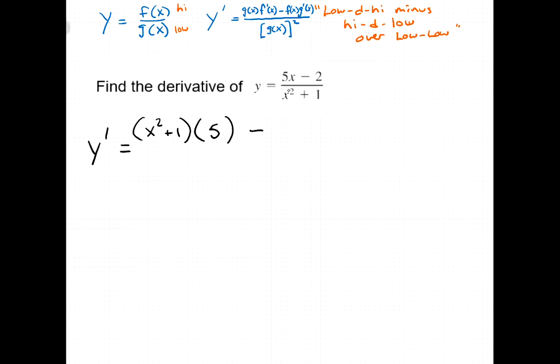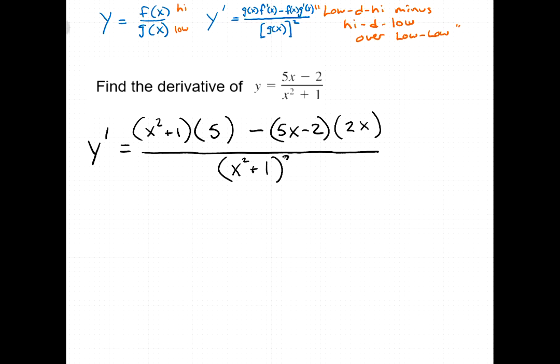Minus the numerator, high d low, so high, the top function, 5x minus 2, d low, derivative of the denominator. So the derivative of x squared is 2x, and the derivative of 1 is 0. And this is all divided by the denominator squared. Low d high, minus high d low, over low low. All right, so there's our derivative. So the calculus portion of this problem is done.